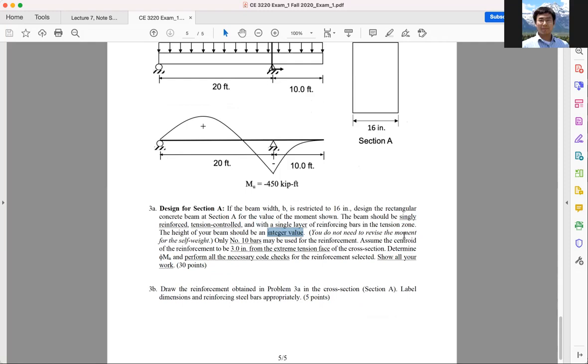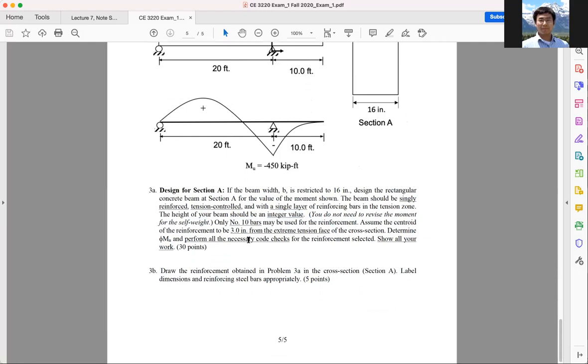You do not need to revise the moment for the self-weight, meaning self-weight is included in this negative 450. Don't have to do any structure analysis, okay? Only number 10 bars may be used for the reinforcement. We fixed the bar size, so all of you should come up with the same or similar design, okay? Now, each individual problem set will be slightly different, so focus on your set only, okay? Assume that the centroid of the reinforcement to be 3 inch from the extreme tension face of the cross section.